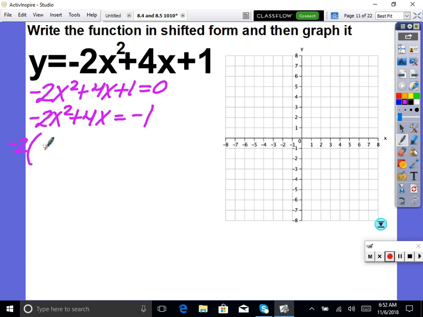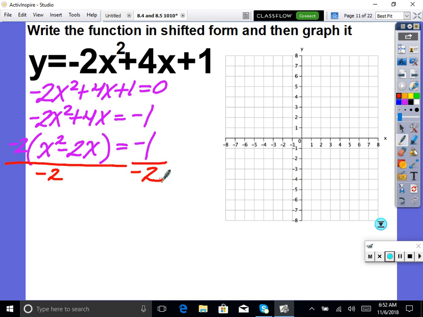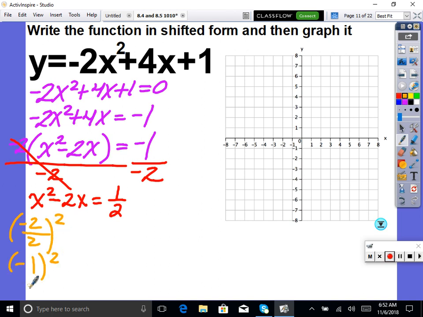So then left is x squared minus 2x equals -1. My next step is to get rid of that, right? Divide by -2. So then we have x squared minus 2x equals 1/2. So then from there, we're going to complete the square. So you'll do -2 divided by 2 squared, which is -1 squared, which is 1. So we'll add 1 to both sides.